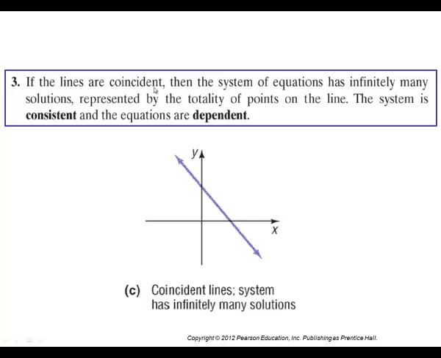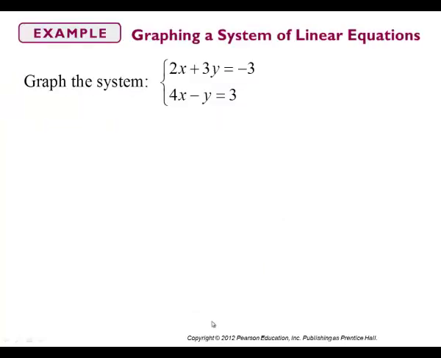So the lines are coincident. The system of equations has infinitely many solutions in it. And so this would be a consistent system, and the equations are considered dependent. So the main thing that we are concerned with is that there would be an infinite number of solutions.